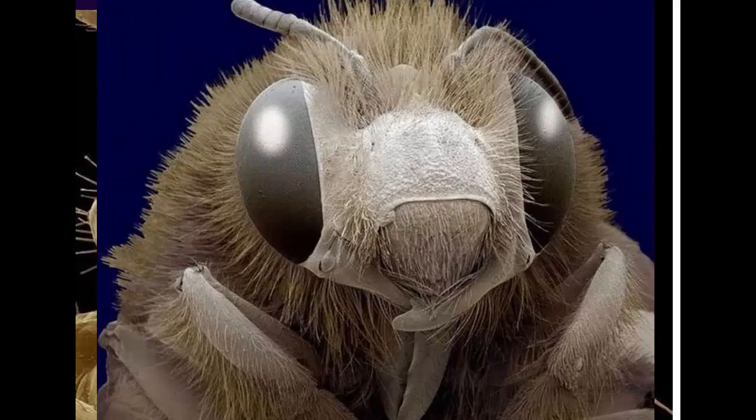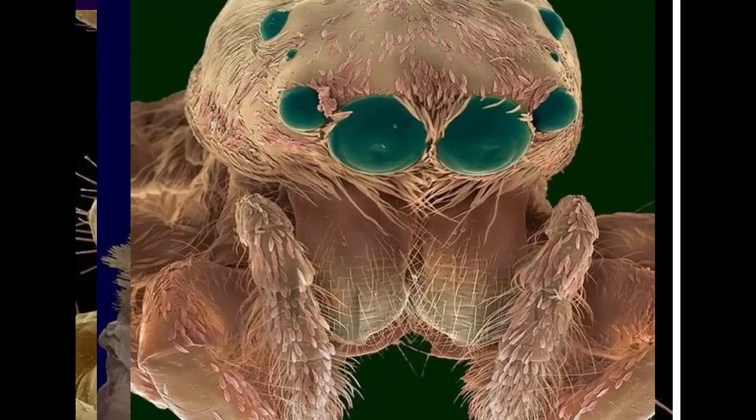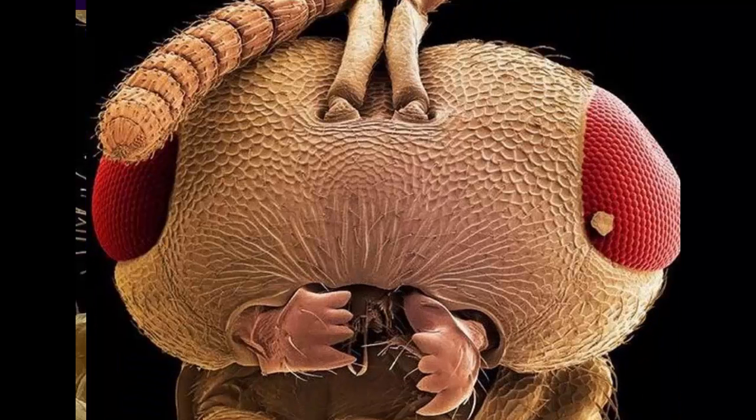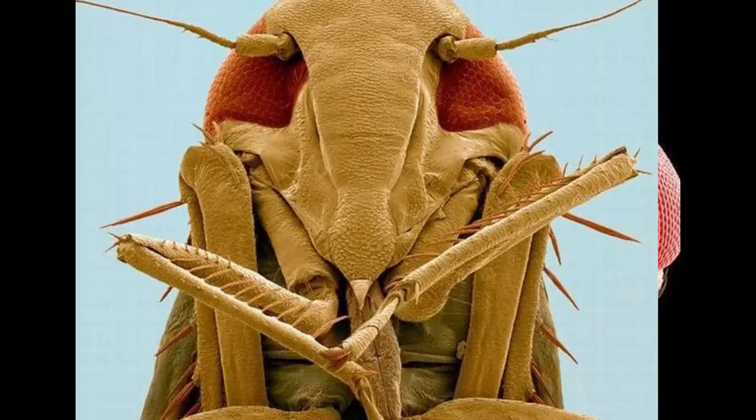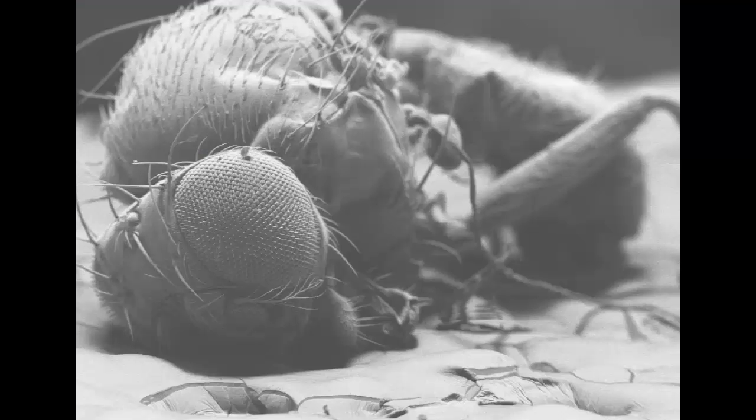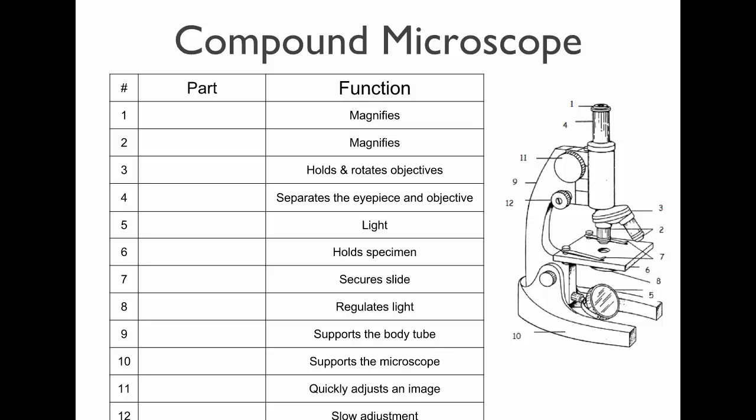Bee. Spider. Those are its eyes. This is an ant. Look at those. They look like little hands. That's its mouth part. That's an ant. I think it's just a speck of dust. Grasshopper. Another fly.